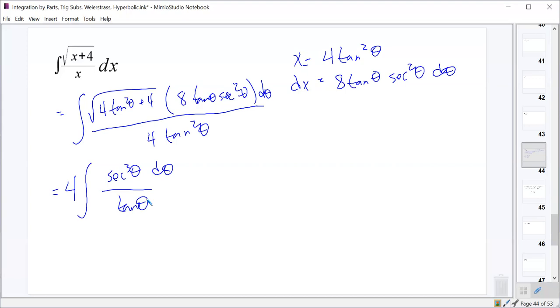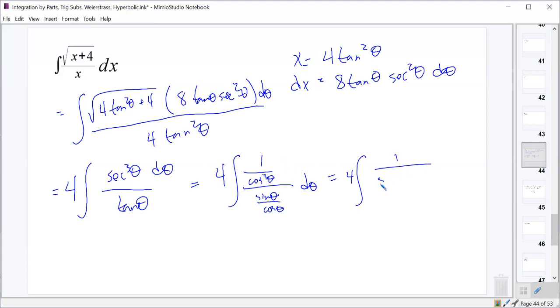Okay. And so then, let's see, we could simplify secant cubed over tangent a little bit. We could turn those into sines and cosines, right? So that would become 4 times the integral of 1 over cosine cubed, sorry, over sine theta over cosine theta d theta, which will give us what? 4 times the integral of, if we flip that around, that's going to give us 1 over sine theta cosine squared theta d theta. Any thoughts on that?